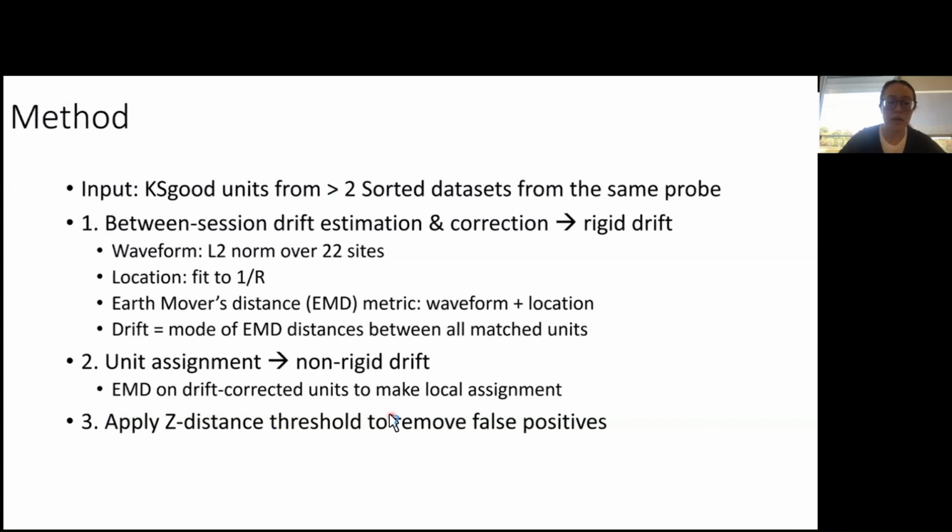Then I'm going to briefly go over the main steps of the method. In this method, we use unit sorting as the input. We estimate the between-session drift from the mode of the EMD distances of all matched units, which hopefully accounts for the rigid drift. Then the local unit assignment in the drift-corrected units accounts for the non-rigid drift. Finally, we apply a z-distance threshold to remove false positives, because EMD is an optimization method that assigns a match for every unit, regardless of whether it's biologically plausible or not.